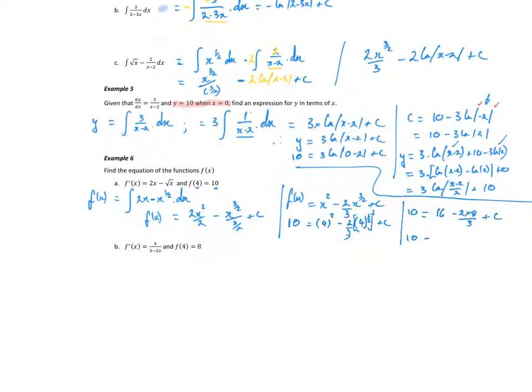So what's that going to give me? 10 minus 16 plus 16 on 3 is equal to c. So 10 minus 16 is negative 6, which is the same as negative 18 on 3, plus 16 would be negative 2 on 3. So therefore, f of x is equal to x squared minus 2x to the 3 on 2 on 3 minus 2/3.